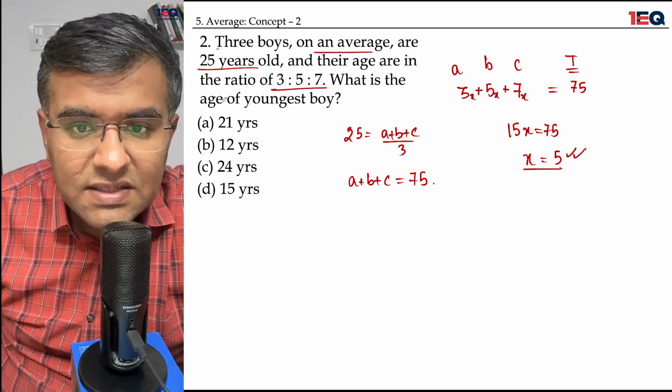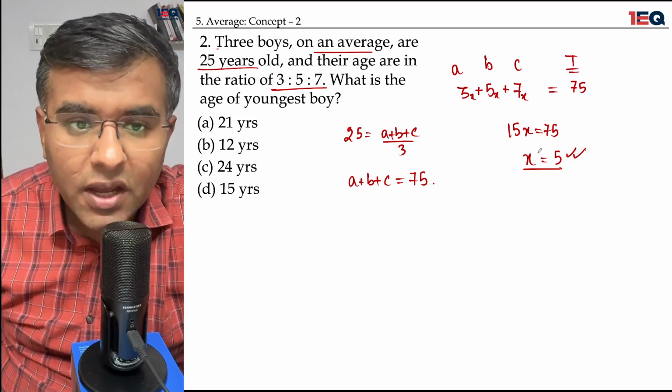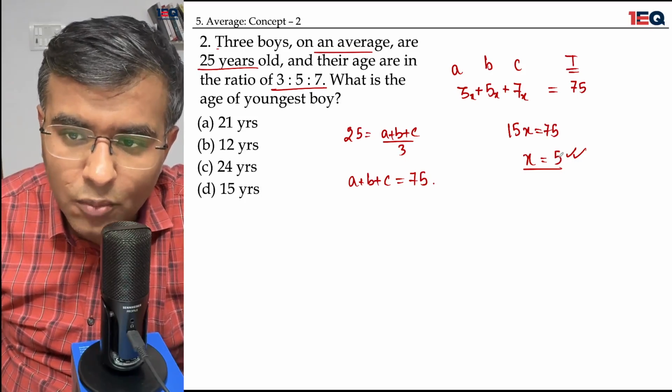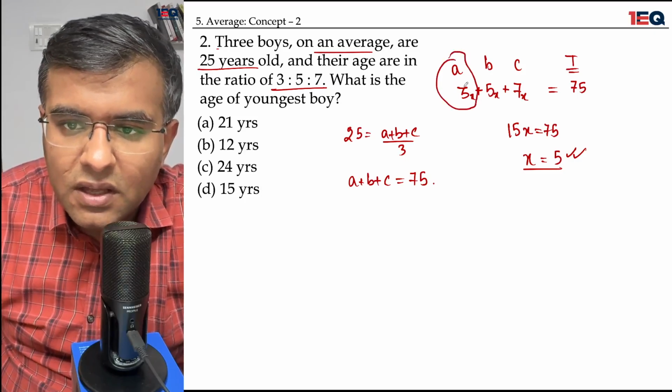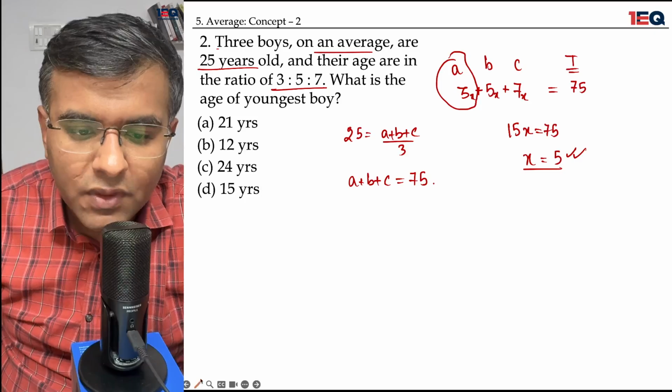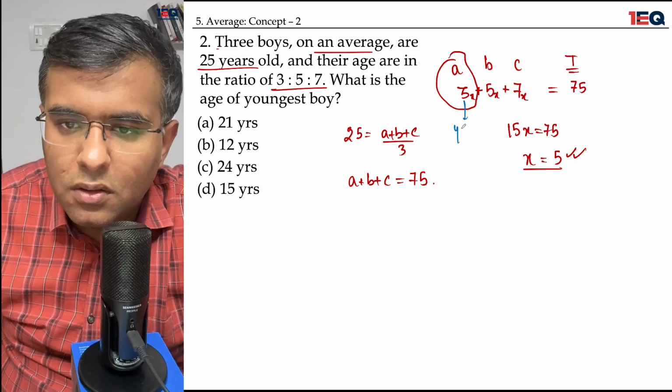Now it says I need to find out the age of the youngest boy. What I'll do is 3x, which is the value of A, is basically the youngest boy. 3x, which is the value of A, is the youngest boy. This is the youngest one.